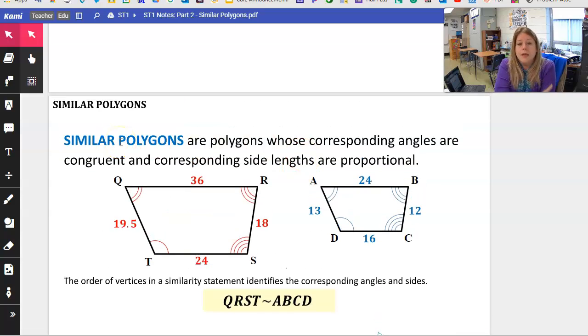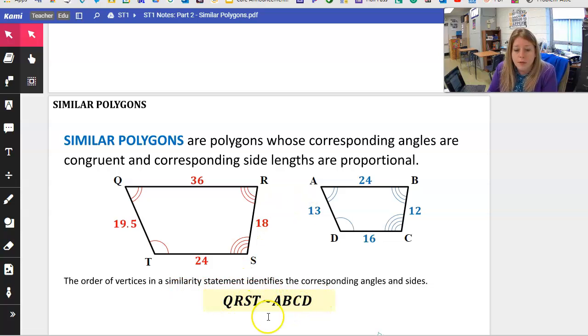Similar polygons are polygons whose corresponding angles are congruent and corresponding side lengths are proportional. So think of when you are scaling an image and you don't want to distort anything. Those are similar. All the angles and facial features are in the right proportion. It's just that things got smaller or bigger. So these two polygons are proportional and similar, and they're listed down here.